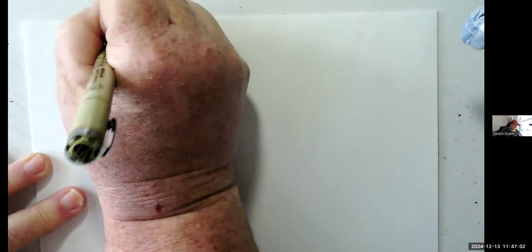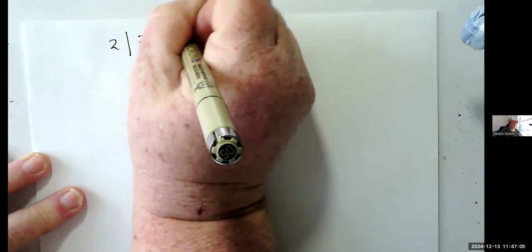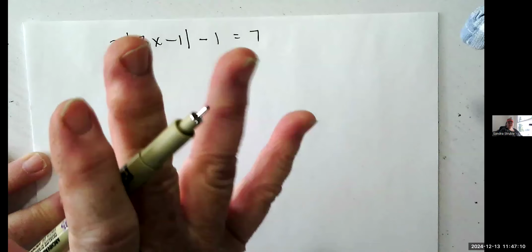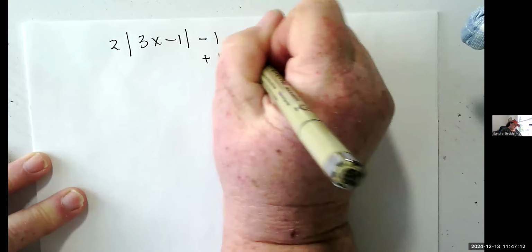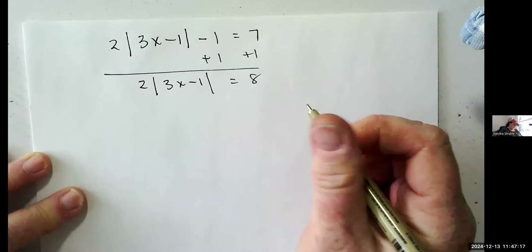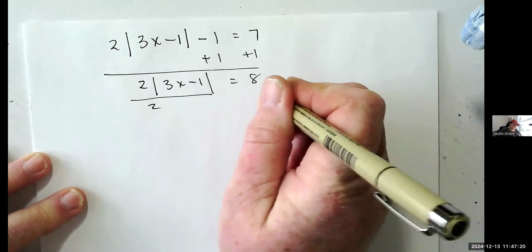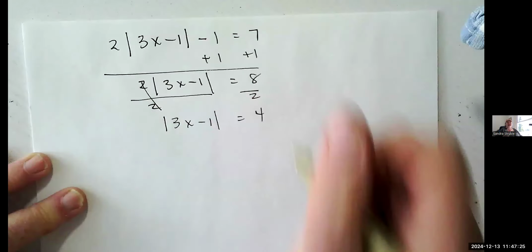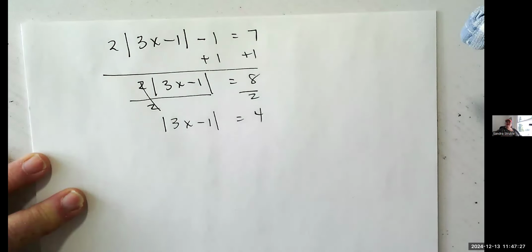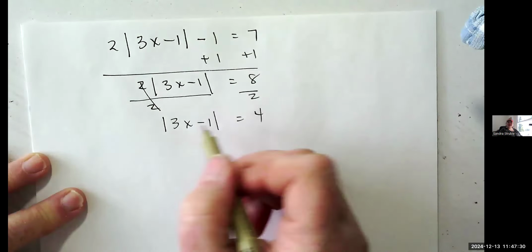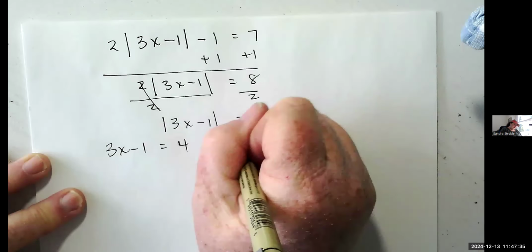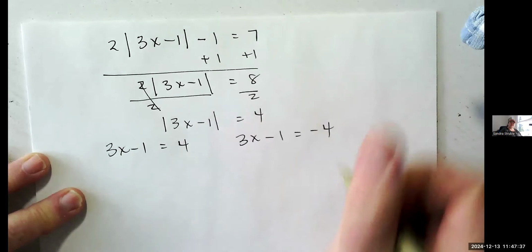2 times absolute value of 3x minus 1 equals 7. So the first thing you want to do is get the absolute value by itself on one side. I'm going to add 1 to both sides. All right, I'm going to divide both sides by 2. Now, and only now, can you separate it. Because it's an equal sign, it's absolute value. 3x minus 1 equals the positive version of 4, and 3x minus 1 equals the negative version of 4.